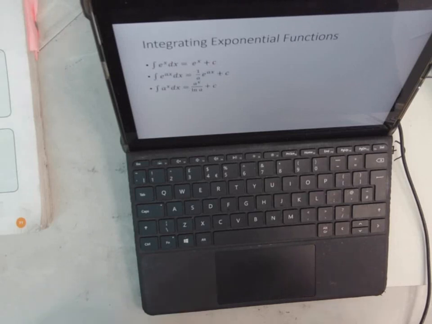Okay? And then a to the power of x, where a is any number, like 5 to the power of x, 2 to the power of x, something like that. If it was 2 to the power of x, when you integrated it, you would get 2 to the power of x over ln 2. Remember, ln is log to the base e. Plus c.